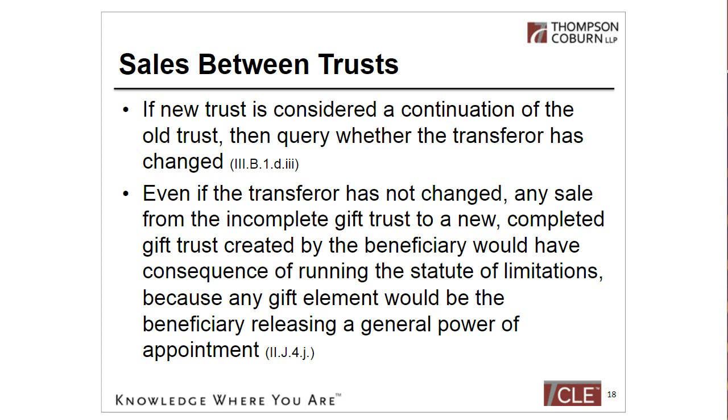But again, even if the transfer has not changed, consider a sale from the incomplete gift trust to a new trust. The beneficiary is reporting that sale properly on the gift tax return. There's a release of the general power of appointment. There's no doubt they've made a transfer of some sort. That would run the gift tax statute of limitations. So I think that could be relatively safe.